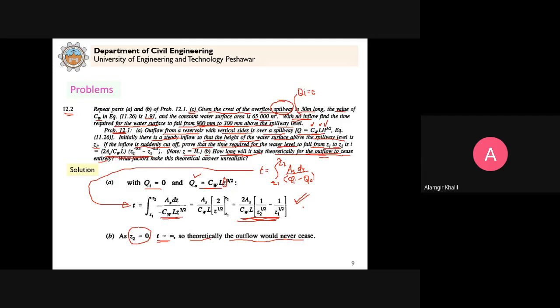If Z2 is 0 in a reservoir, there can be no flow, so flow will cease in finite time. But theoretically we get an unrealistic result, that infinite time is required for flow to stop. So what can be the reason for this? Factors which make this theoretical answer unrealistic include surface tension, surface ripples, evaporation, and seepage losses, etc. In the reservoir we have evaporation, leakage, and seepage losses that go down through the soil. We did not consider these when we developed these expressions. So these are the factors because of which we get this unrealistic result.